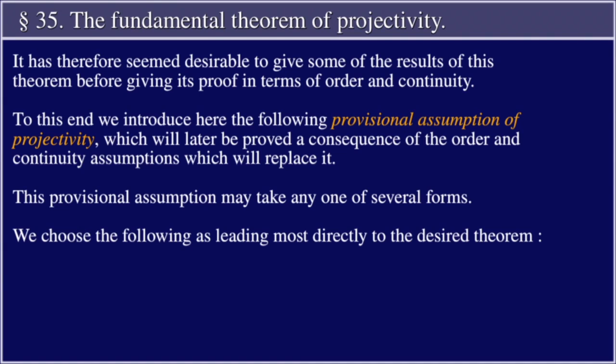It has therefore seemed desirable to give some of the results of this theorem before giving its proof in terms of order and continuity. To this end, we introduce here the following provisional assumption of projectivity, which will later be proved as a consequence of the order and continuity assumptions which will replace it.